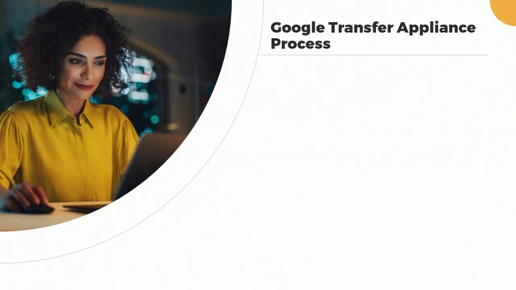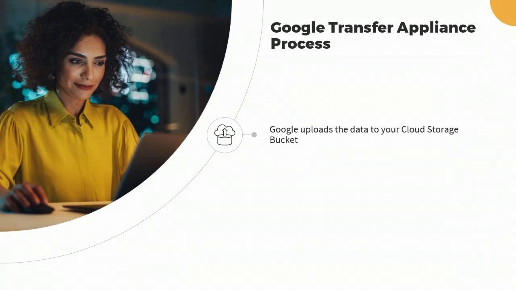Now, the Google Transfer Appliance process just means that Google uploads the data into this bucket for us. And then once the bucket is ready to go, the transferred data is going to be accessible for us, and we can start using it in our applications.